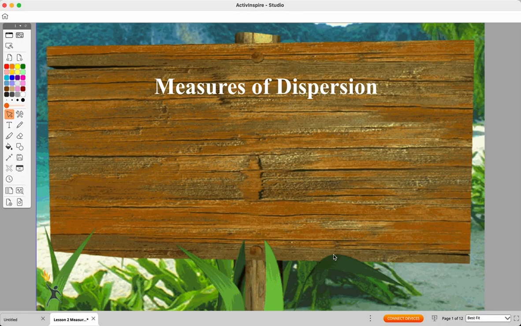All right, guys, let's move on to number 2. Let's go on to lesson number 2, measures of dispersion. Okay, so the problem here: we're going to figure out what these different measures of dispersion are. What does dispersion mean when it comes to math and statistics? And how do I calculate these different measures?